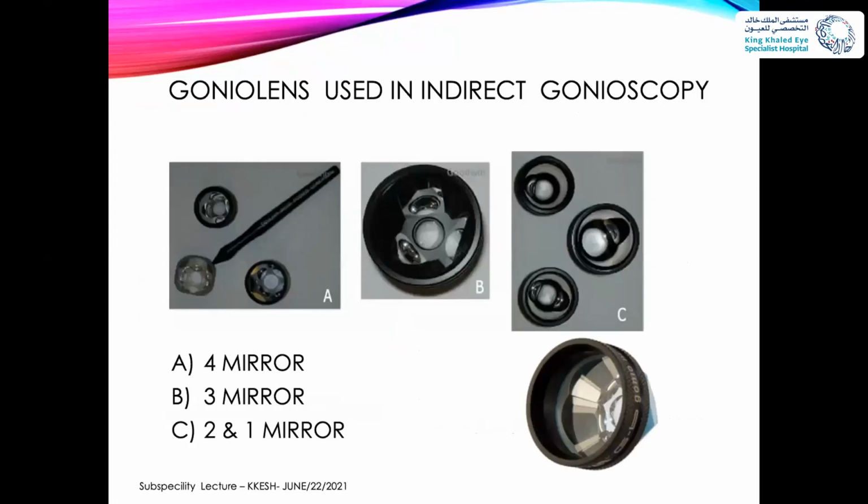These are examples of the indirect gonio lenses we have. We have a 4-mirror, 3-mirror, and 2-mirror. And nowadays we use the 6-mirror more often, you will find it.